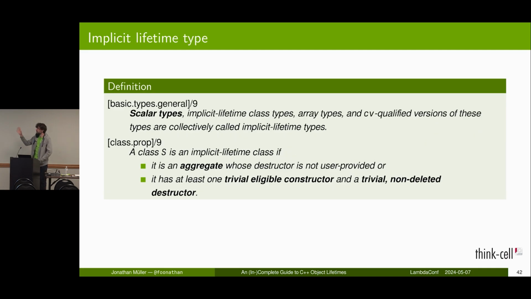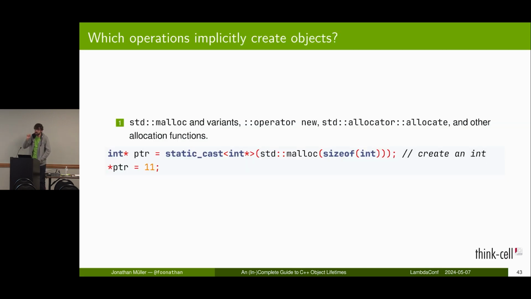It only does that for implicit lifetime types. This is the definition, but in a nutshell, it's types where the constructor and the destructor do nothing. If there are side effects, the compiler cannot just call them for you. Right? So if you're having a plain int or a trivial type, it's an implicit lifetime type, and the compiler will help you. So when does the compiler help you? Whenever you're calling any sort of allocation function: malloc, operator new, allocator allocate, and so on. The compiler will implicitly create an int object for you to make this code well-formed.